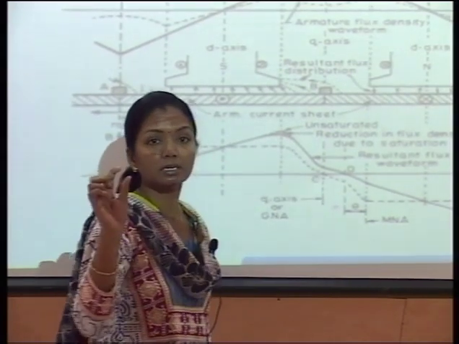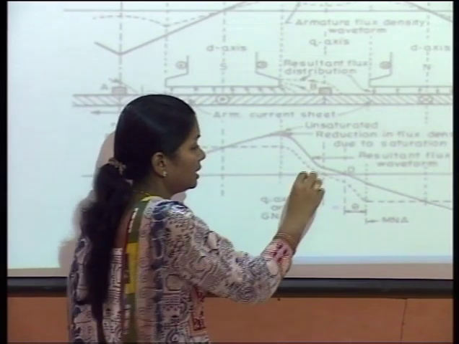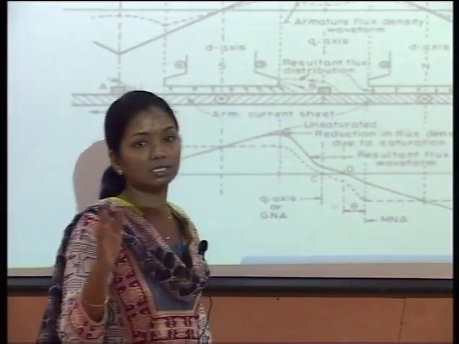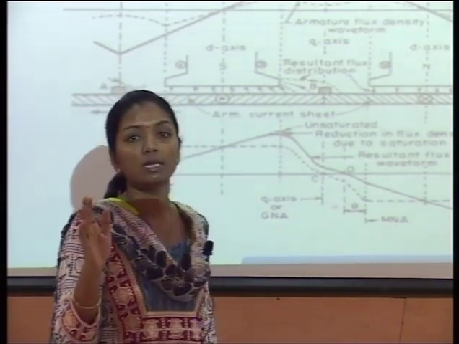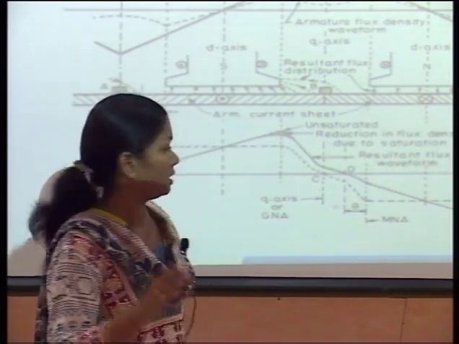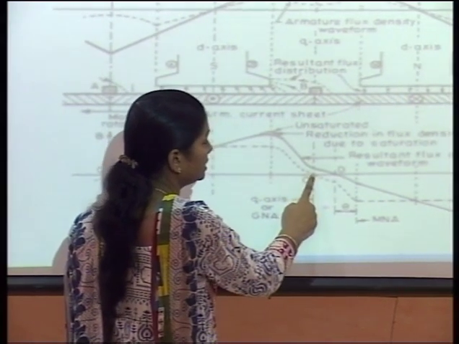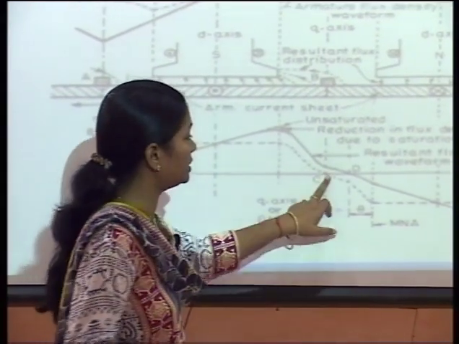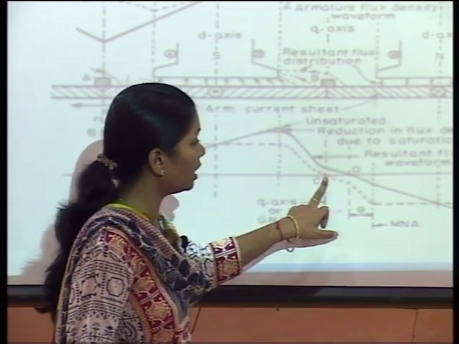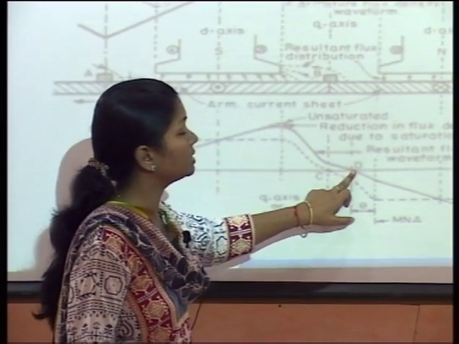This is the major part we need to consider. Now the 0 flux density position of the machine has been changed. The 0 flux density position earlier, when we had not considered the effect of armature reaction, was C, and now when we have considered the effect of armature reaction, it is now D.